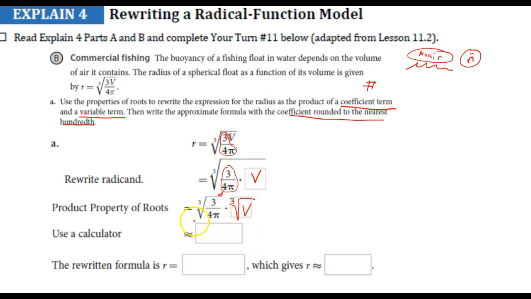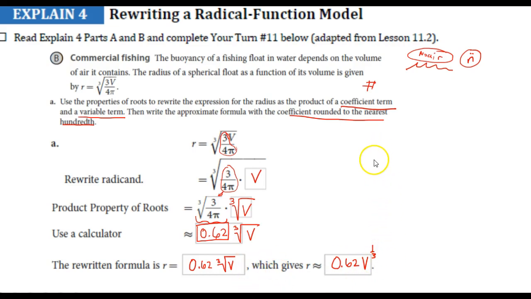Go ahead and use a calculator to figure out what this would be as a coefficient. Remember, we have to round it, and we'll leave this here as the cube root of volume, or V. So take some time, calculate this out. If you calculated that out, that would be about 0.62, which can be rewritten as 0.62 times the cube root of V, or 0.62 V to the 1/3 exponent. It's up to you. Either one's fine.